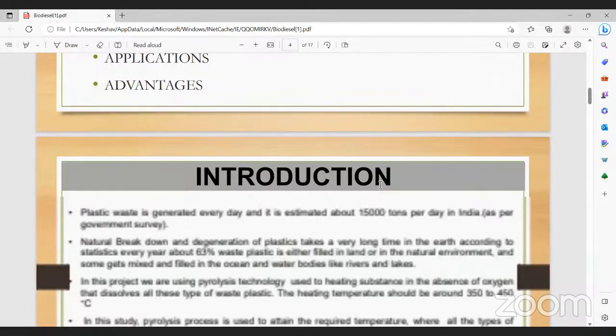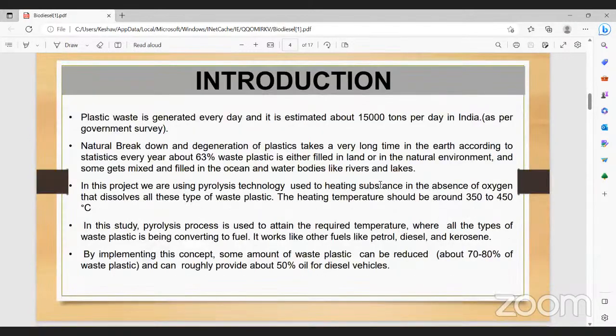Introduction. Plastic waste is generated every day, estimated above 15 K tons per day in India. Natural breakdown and degeneration of plastic takes a very long time. According to statistics, every year about 63% of waste plastic is either filled in land or in the natural environment, and some gets mixed and filled in the ocean and water bodies like rivers and lakes.